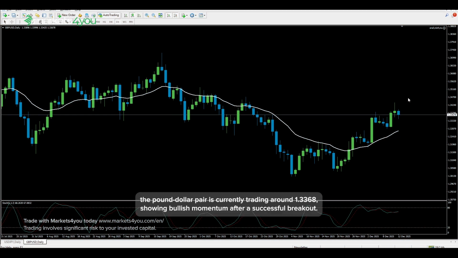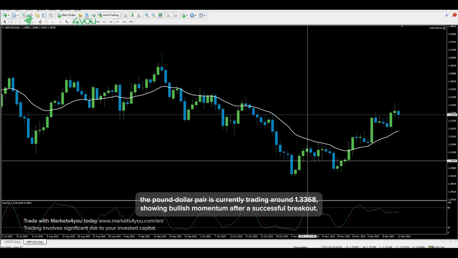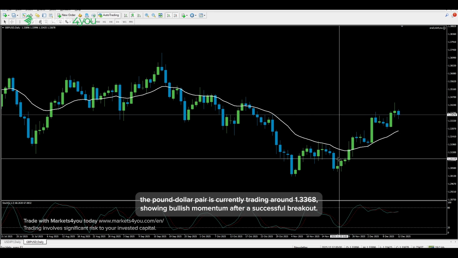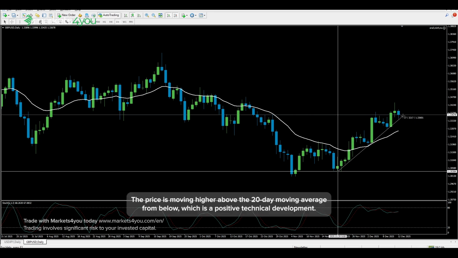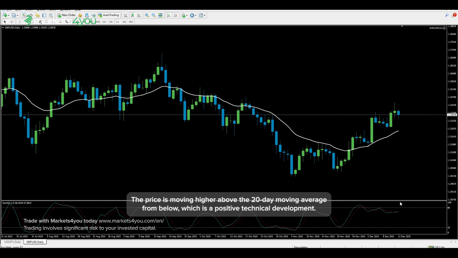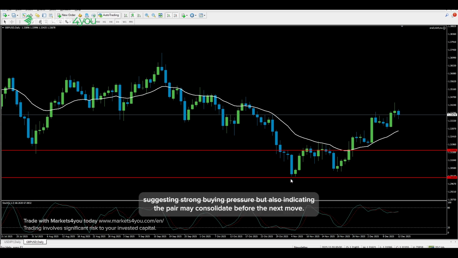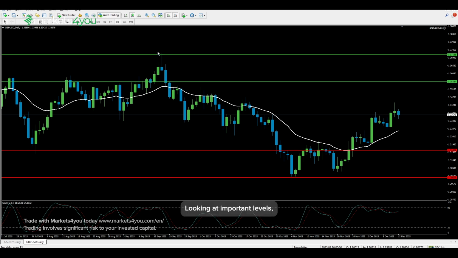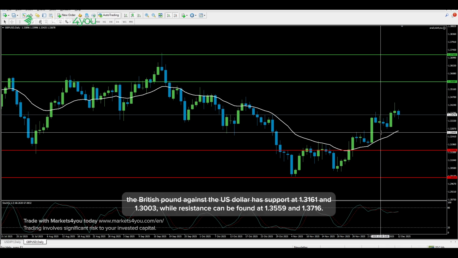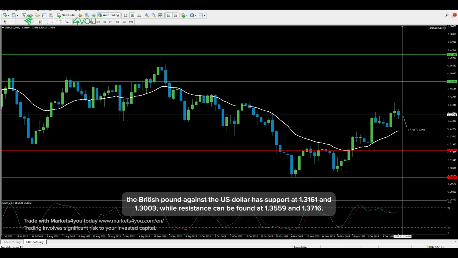Looking at the daily chart, the pound-dollar pair is currently trading around 1.3368, showing bullish momentum after a successful breakout. The price is moving higher above the 20-day moving average from below, which is a positive technical development. The stochastic oscillator is moving flat near the overbought area, suggesting strong buying pressure but also indicating the pair may consolidate before the next move. Looking at important levels, the British pound against the US dollar has support at 1.3161 and 1.3003, while resistance can be found at 1.3559 and 1.3716.